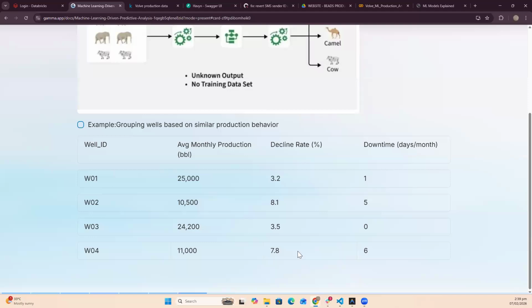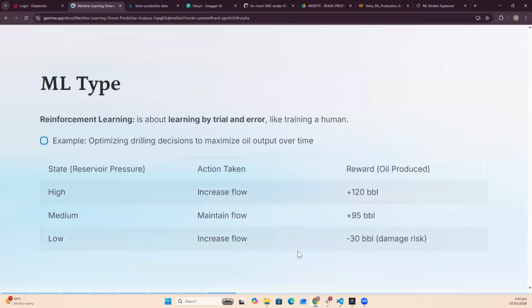So as a domain person, you now have a fair idea on which kind of well has a problem and which kind of well is good. So you focus on the wells that are bad to maintain them so that you can get good production at the end of the day. So this is like unsupervised learning.